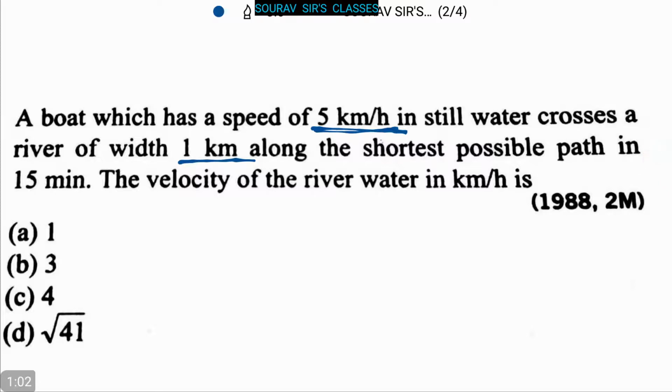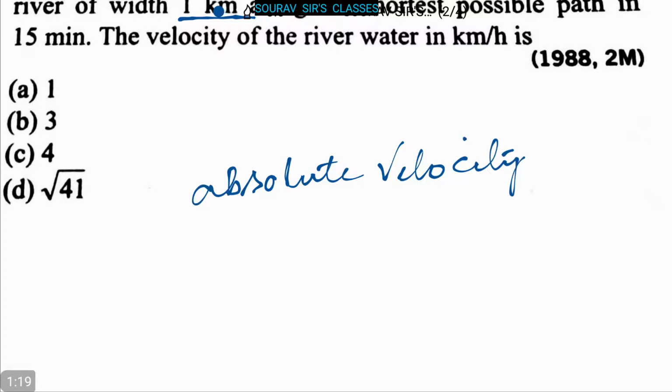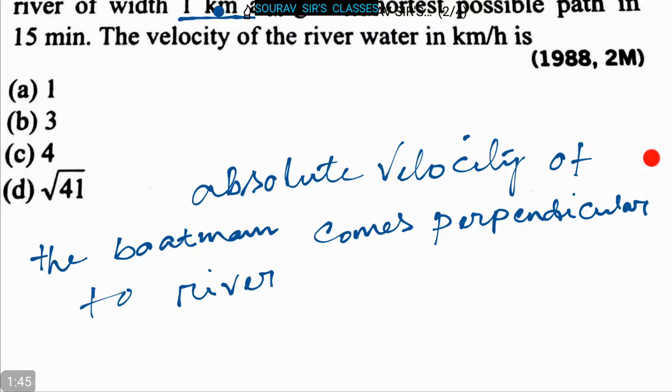So now the shortest possible path comes when the absolute velocity of the boatman comes perpendicular to the river current. Now I'll show the diagram.